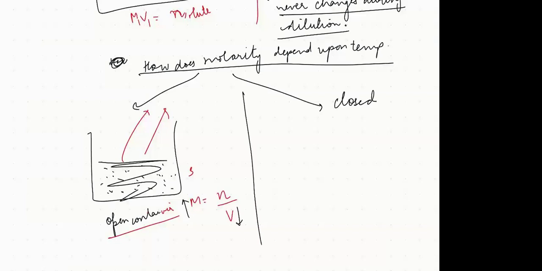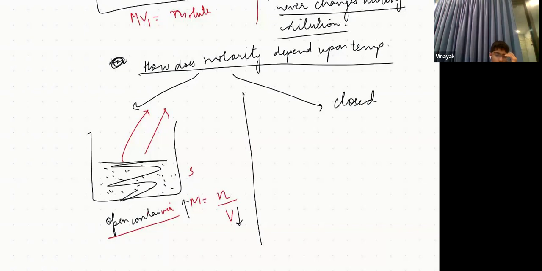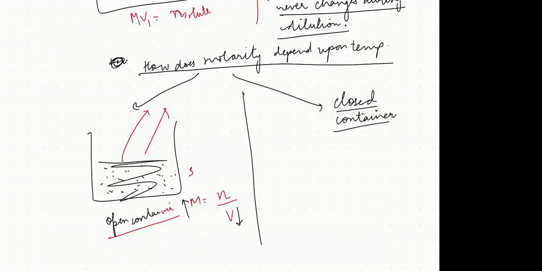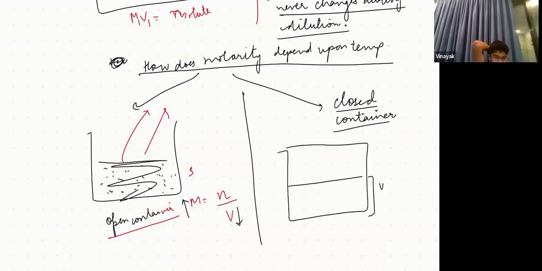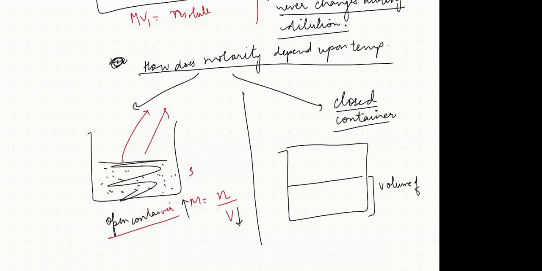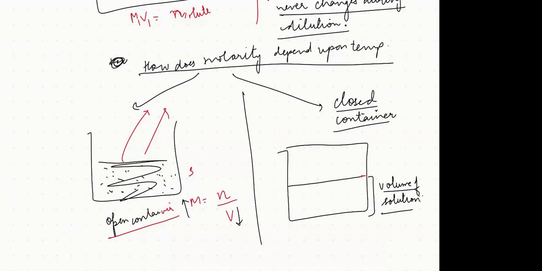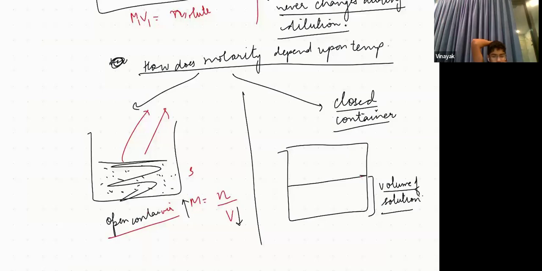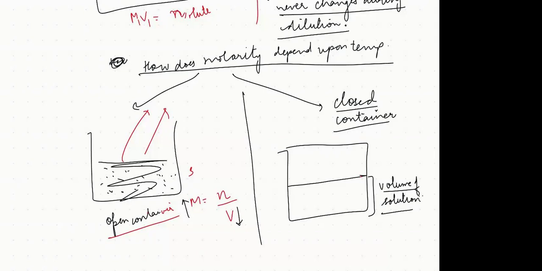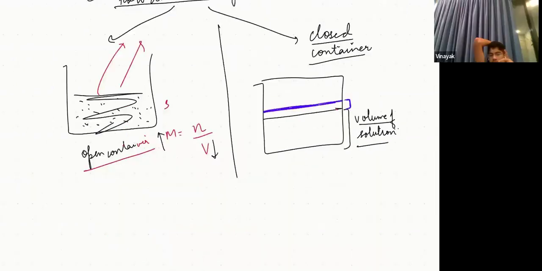In the closed container, let's suppose this much was the volume of the solution. You understand? So if this was the volume of the solution, what do you understand from this part? There would be some expansion due to heat, thermal expansion. So the volume would increase, so molarity would decrease.